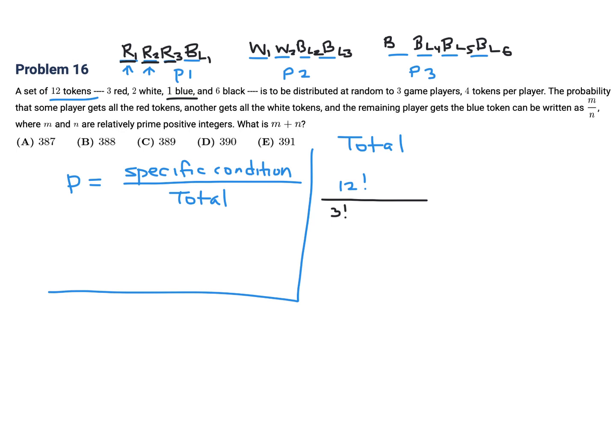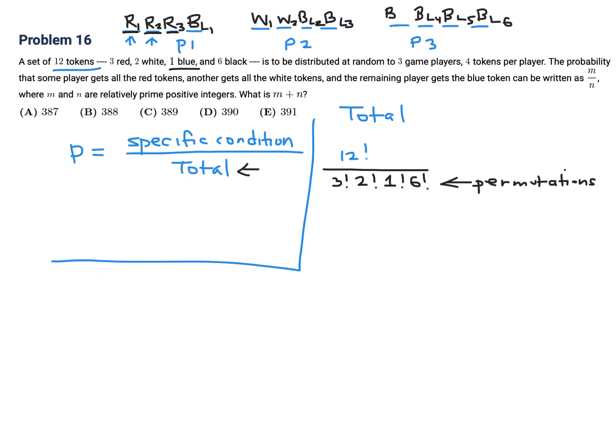Okay, for the white, to adjust for the overcount, it'd be 2 factorial, and for the blue, well, it's just 1 factorial. I can put it in there, and for the black tokens, it would be 6 factorial. So that takes care of all the permutations. And therefore, this is the total, and that would eventually go here.